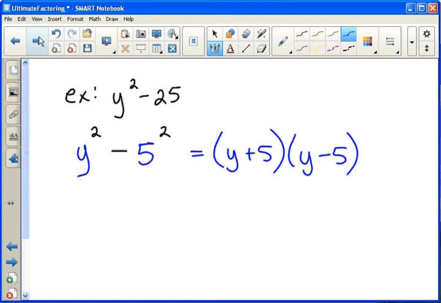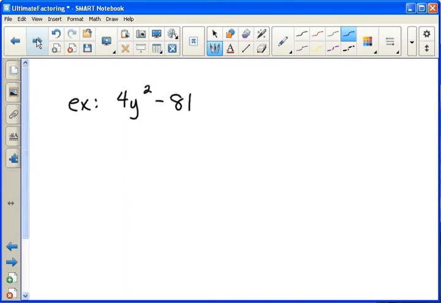Okay, amping up the difficulty a little bit, 4y squared minus 81. So in this first term, we need to think carefully. What is really being squared to make 4y squared? We need to consider both the number and the variable or the letter. So what squared makes 4? Well, that would be 2. And then obviously y is being squared. So what we really have is 2y being squared, because squared means times itself. So 2y times 2y would give me 4y squared.